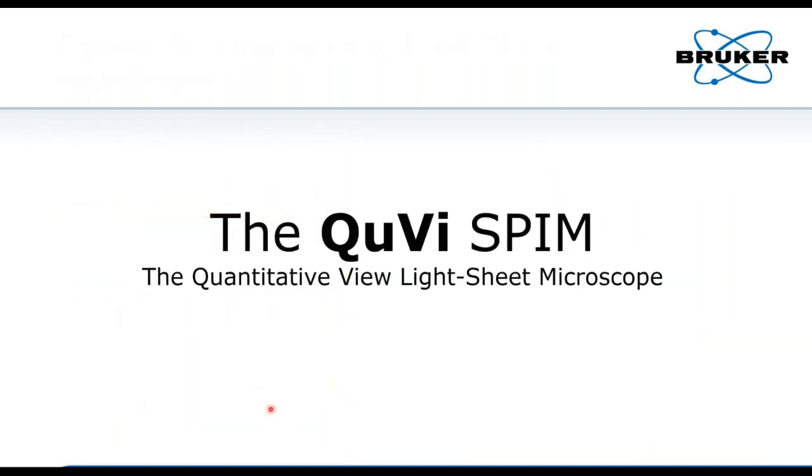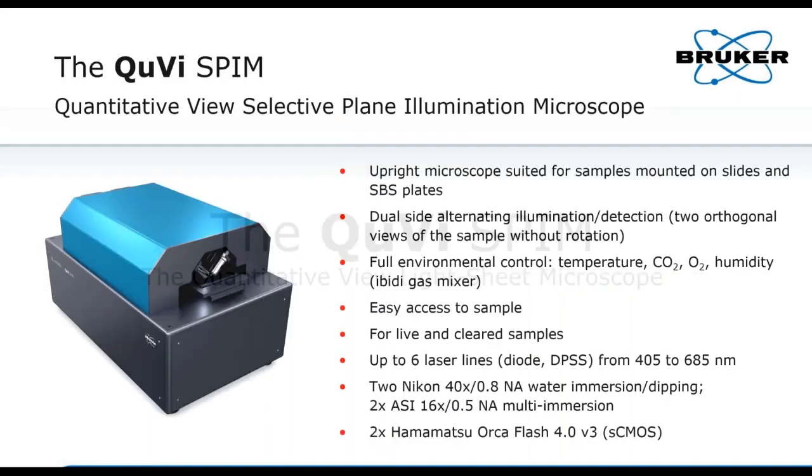For this, we offer the QV-SPIM, the Quantitative View Light Sheet Microscope, which is in a nutshell an upright microscope with two identical objective lenses, which can then look into single chamber SPS plates or customized sample chambers that are optimized for your application. We have two orthogonal views that can be used to then generate an isotropic view. I will explain in a minute how this works. We have full environmental control, temperature, CO2, oxygen, the same as for the InViSPIM. And we offer either two Nikon 40x 0.8 NA lenses for water immersion live imaging, or two ASI special optics 16x 0.5 NA lenses for multi-immersion imaging that can be used for live imaging, but also for imaging of larger cleared objects. Again, we offer up to two simultaneous spectral channels.